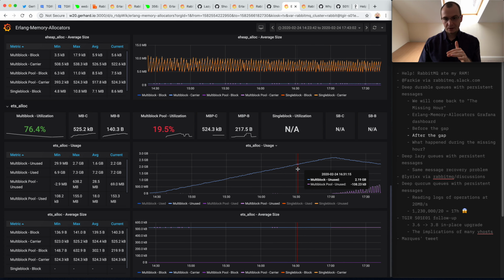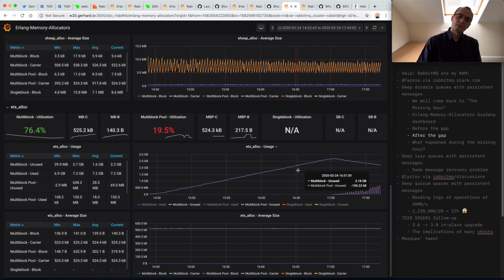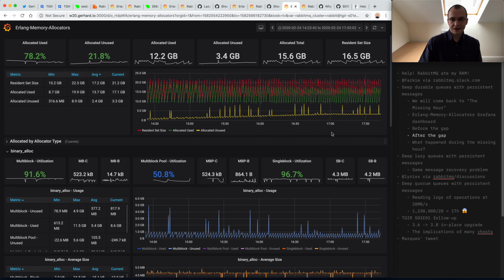But we have a lot, in this case, a couple of gigs. No, it's not a lot. We have a couple of gigs of unused memory. We have a few gigs of unused memory in ETS alloc. So from a memory breakdown perspective, there's no unknowns, there's no surprises in the system. We can reason where the memory is being used, how it's being used.